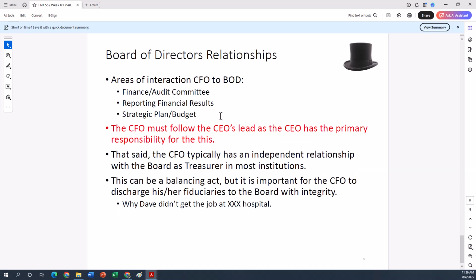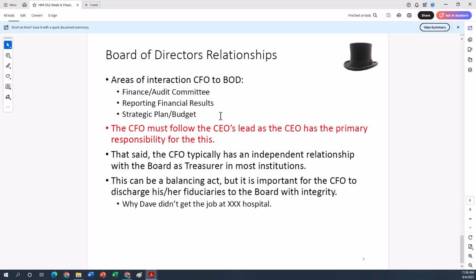So the board of directors is kind of the final hat. The CFO has a couple of relationships to the board, absent his or her relationship to the chief executive officer. There's always a finance and audit committee of the board of directors that the CFO would interact with directly, without any interference from the CEO, theoretically. And that's a very important relationship to the board.